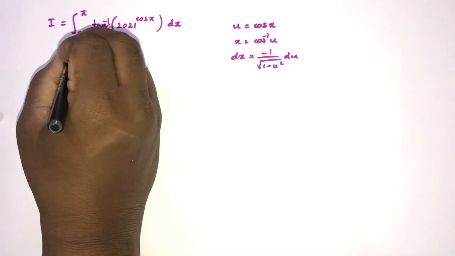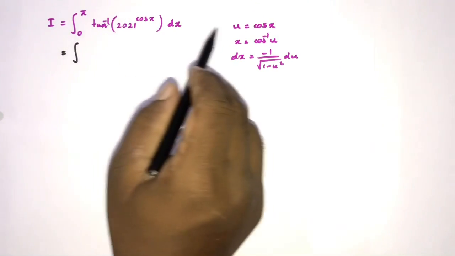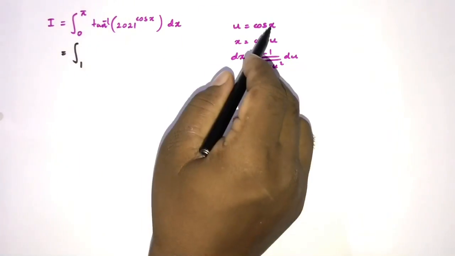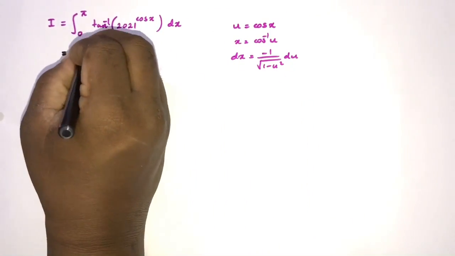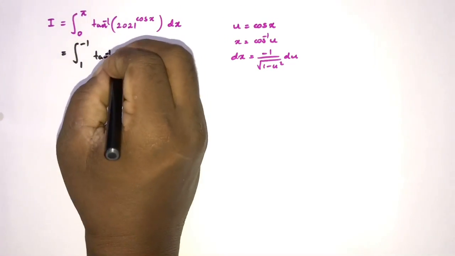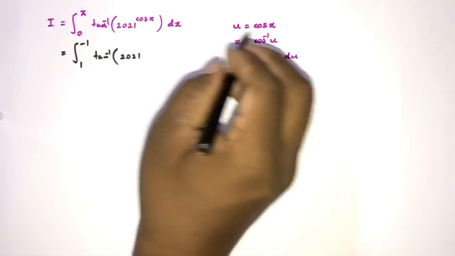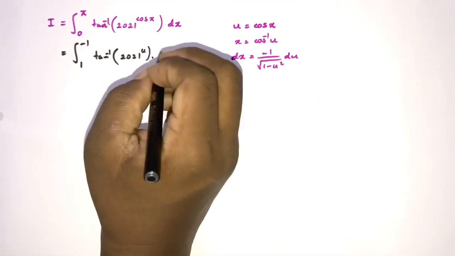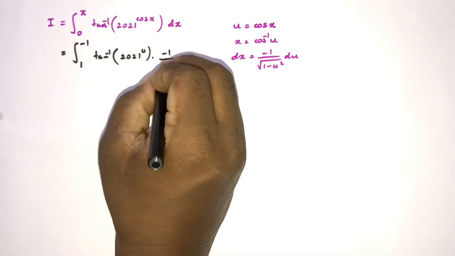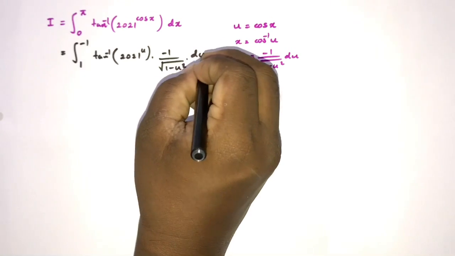Therefore here integral from, now we should change the boundary. When x approaches 0, we know u approaches 1. When x approaches pi, u approaches minus 1. Then here arctan or inverse tan of 2021 raised to the cosine of x, we know u, times dx we know minus 1 over the square root of 1 minus u square times du.